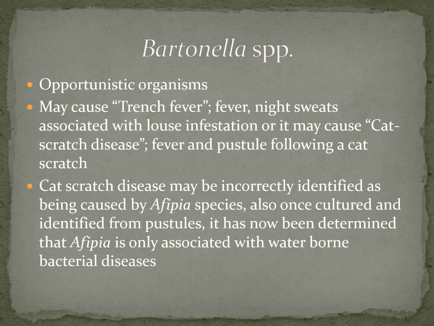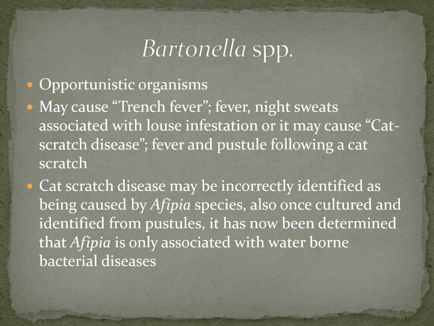Bartonella is a small aerobic gram-negative rod that is difficult to culture. It is an opportunistic organism and may cause diseases such as cat scratch disease or trench fever. It may cause these diseases, leading to symptoms like fever and night sweats, and that's usually due to louse infestation, or it may cause a pustule following a cat scratch.